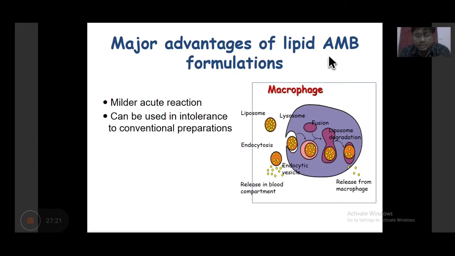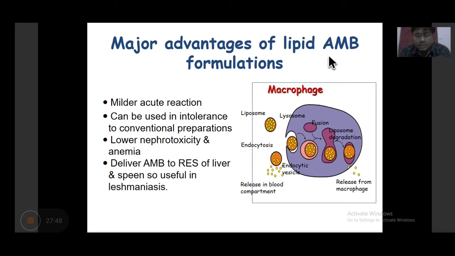So, what are the major advantages of lipid preparations of amphotericin over the conventional deoxycholate one? Acute reaction will be milder, so there is less chance of acute reaction, which is good. Second, it can be used in intolerance to the conventional preparation, if there is intolerance because of these acute and chronic side effects. Nephrotoxicity is relatively lower. It's not that it will not cause nephrotoxicity, but it is relatively lower than that of conventional amphotericin. And anemia can also be less.